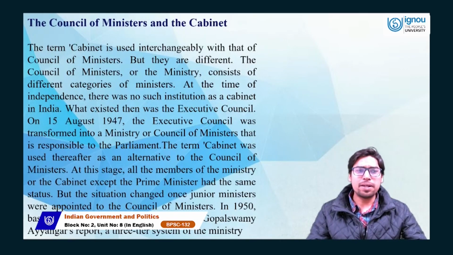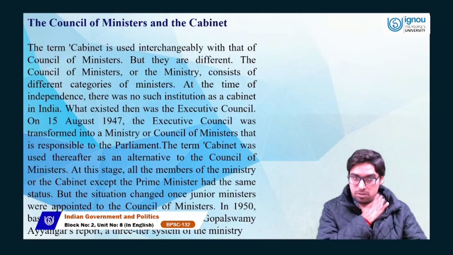At the time of independence, there was no such institution as a cabinet in India. What existed then was the Executive Council. On 15th August 1947, the Executive Council was transformed into a ministry or Council of Ministers who is responsible to the Parliament. The term cabinet was used thereafter as the alternative to the Council of Ministers.